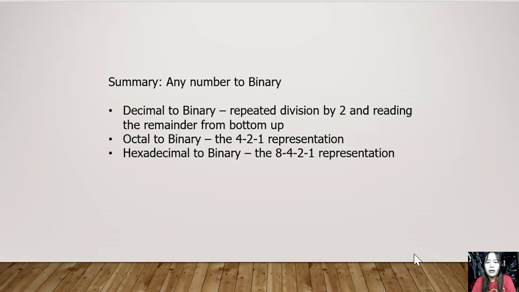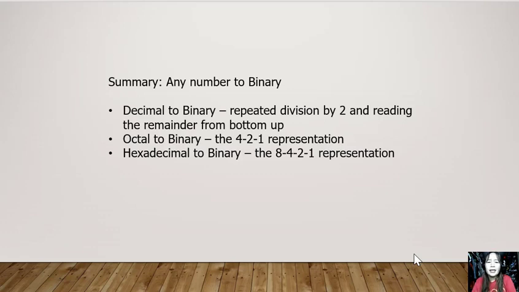Now for octal to binary, you just have to remember the 4-2-1 representation. So again, 111 is equivalent to 7 because it's 4 plus 2 plus 1. And 010 as an example is equivalent to 2 because that means only 2 is activated. So think of 1 as on, think of 0 as off, and then arrange that in your brain when you analyze the numbers as 4, 2, and 1. So it's just a matter of switching it on and off.